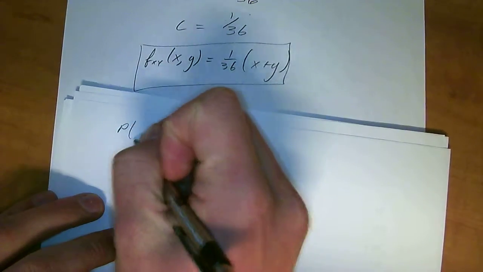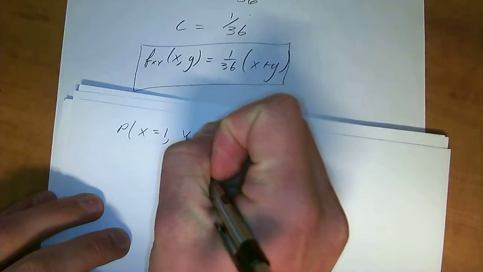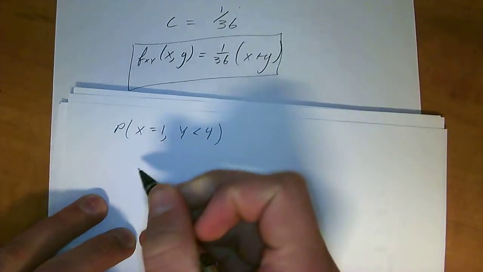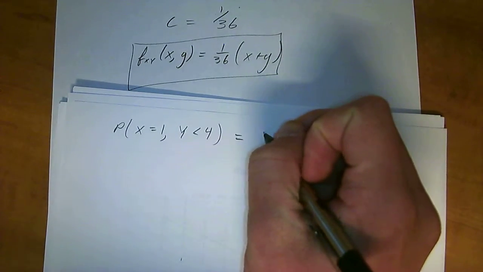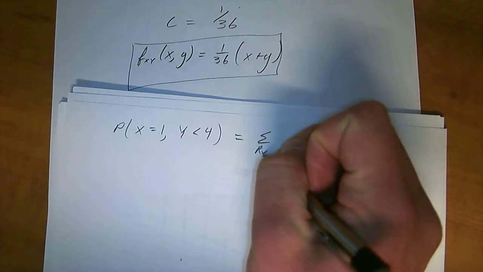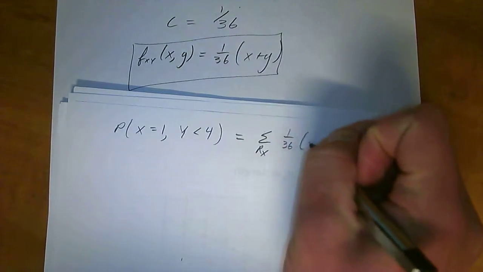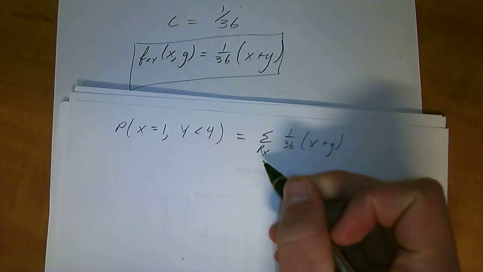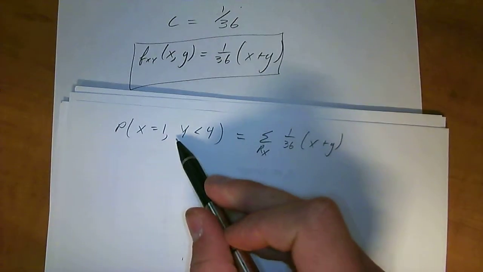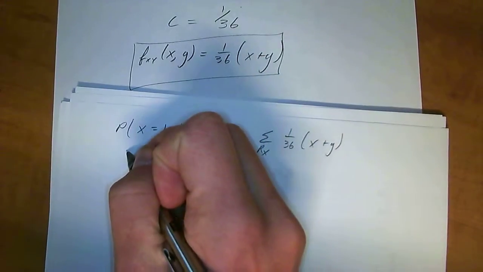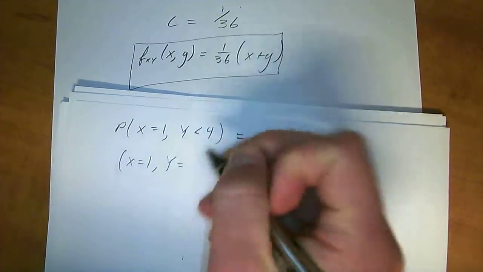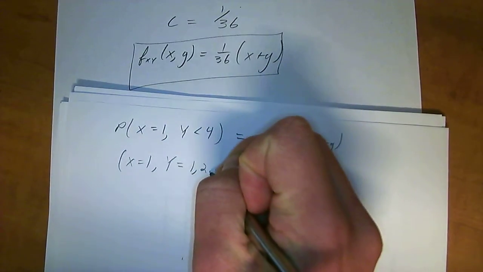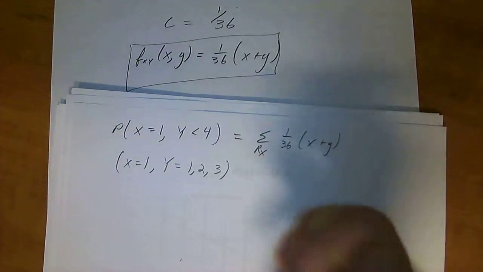using this equation up at the top, the first one we have is the probability of x equal to 1 while y is less than 4. And so what you do is the equation that you have, this is equal to the sum over R of x of 1 over 36 of x plus y. And R of x is basically all points where this range is relevant. So in order to see what that is, I'm going to have x equal to 1, and then y is going to equal 1, 2, and 3. So that's the range right here.